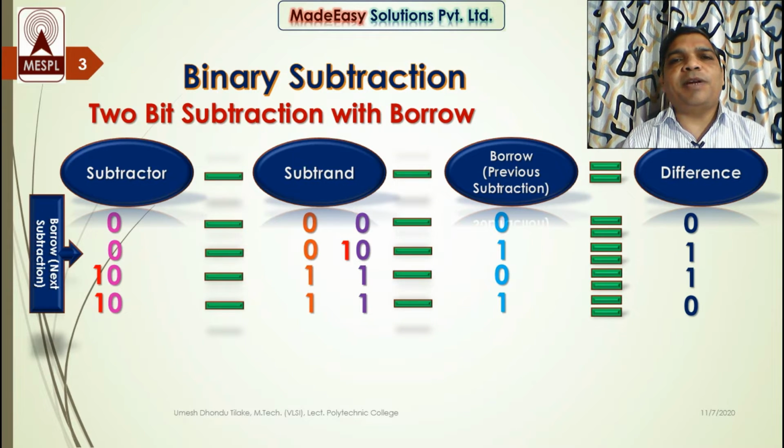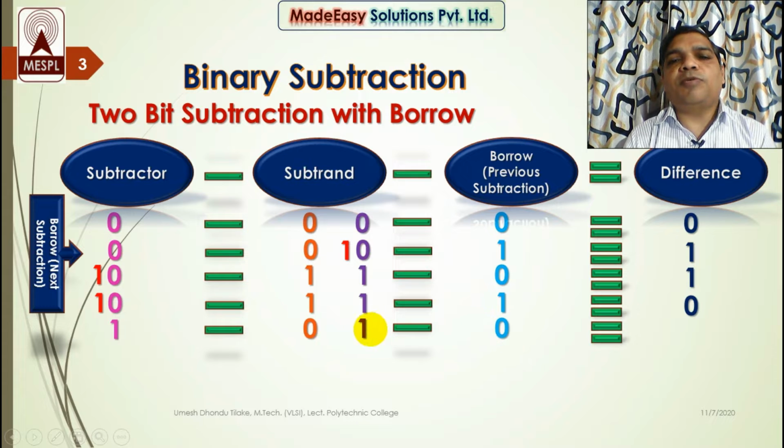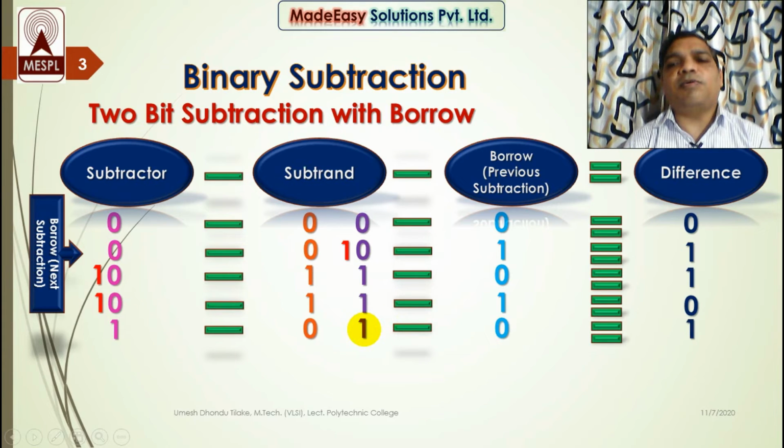Now our next possibility is 1 0 0. That means my subtractor is 1, subtrahend is 0 and borrow given to previous subtraction is also 0. So now first subtract the subtrahend from the subtractor. Can I subtract now? Yes, I can subtract 0 from 1. So I will get the result 1 over here. Now subtract this borrow from the result 1. So I will get the result 1 over here.